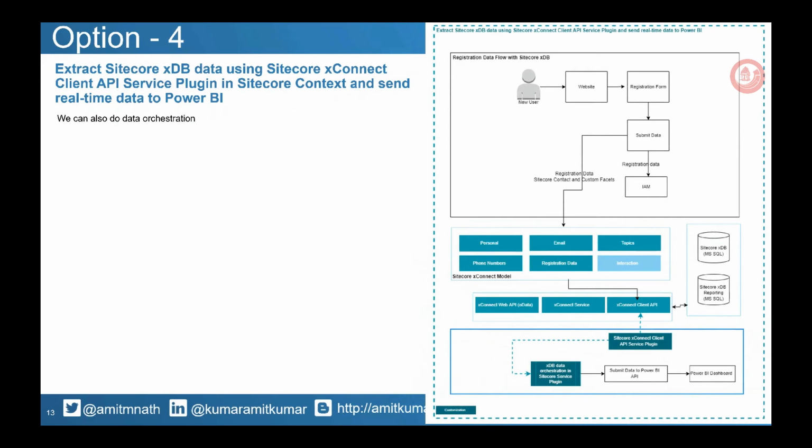The fourth option is the xConnect client API service plugin. What will happen is, for example, if you are creating a new contact and you are setting the facet, suppose you fire a code like contact.set facets, then it will be called, and you can capture whatever custom facets or out-of-the-box facets you are sending as data; you will catch it in this pipeline. And if you add the contact also, you will be able to catch which contact has been saved or updated.